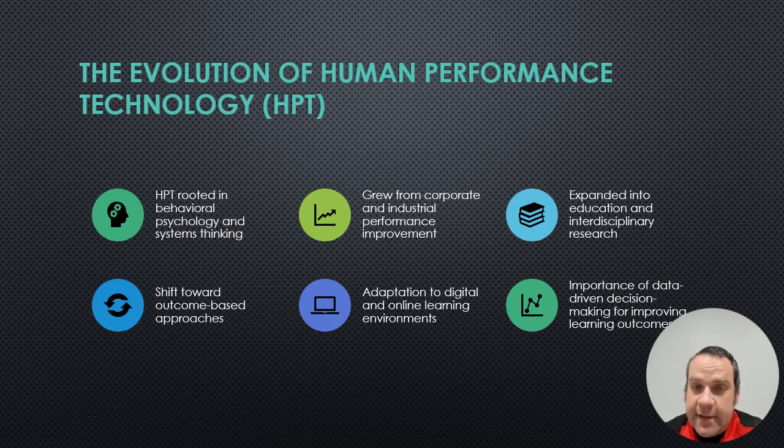Human performance technology has undergone significant evolution over the past several decades. It's essential to understand how this evolution has shaped the way HPT is applied in online learning environments today, especially when focusing on outcomes. By tracing its roots, we can better grasp why it is such a powerful tool for improving learning outcomes and closing performance gaps in education.